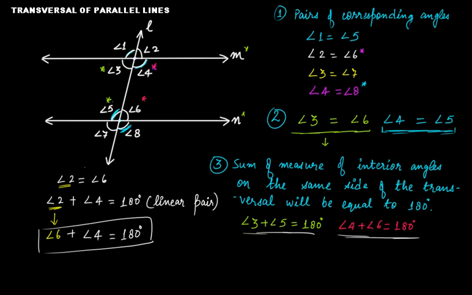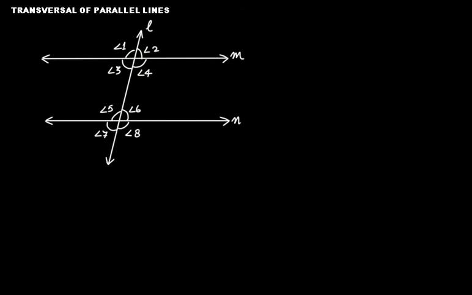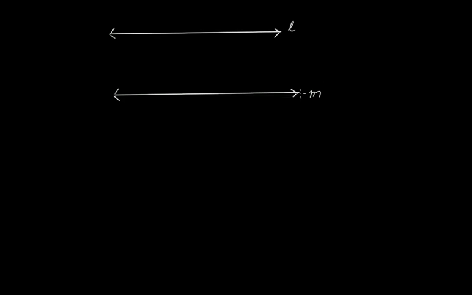So we have to discuss one last point. Let's say you have two lines, and it has not been told to you that these two lines are parallel. Let's say this is line L and this is line M. It has not been told to you that they are parallel lines.